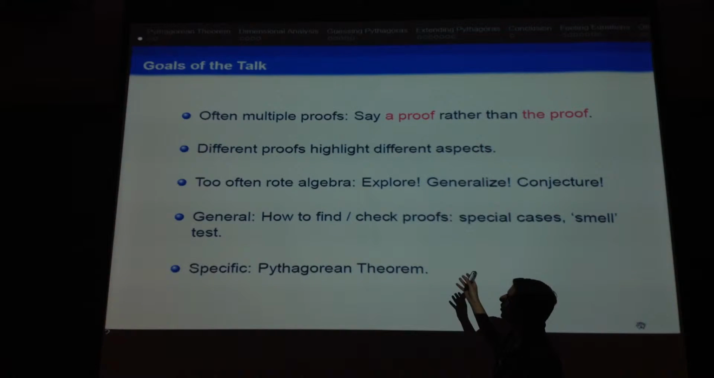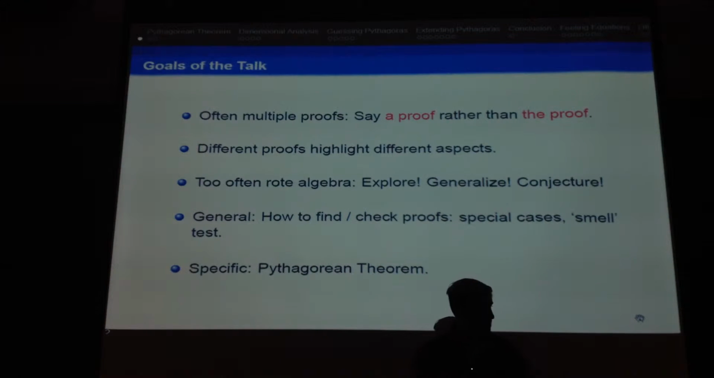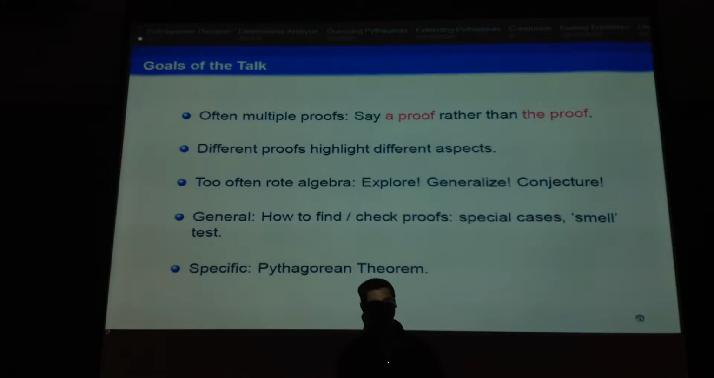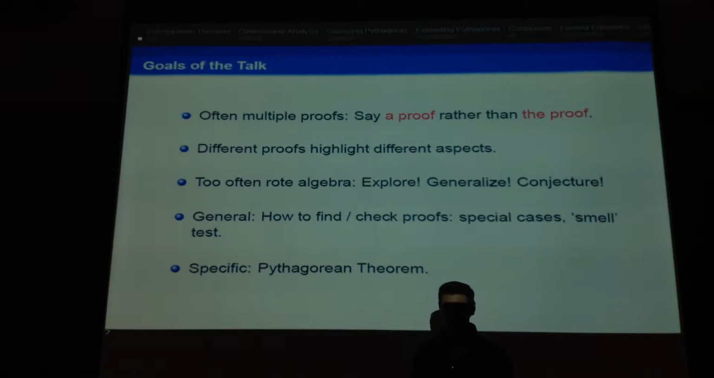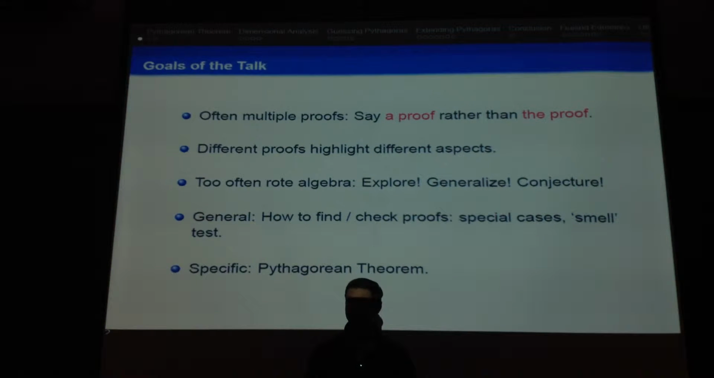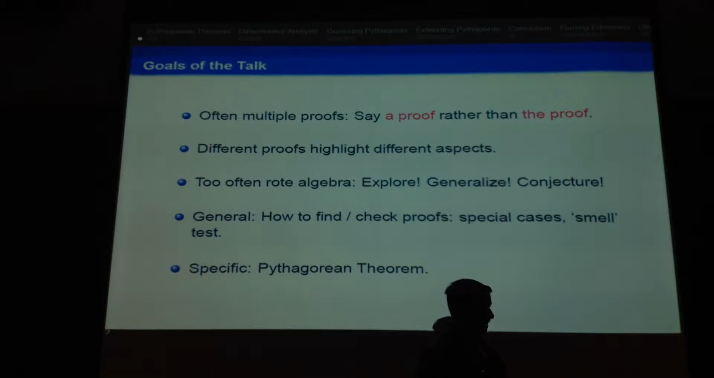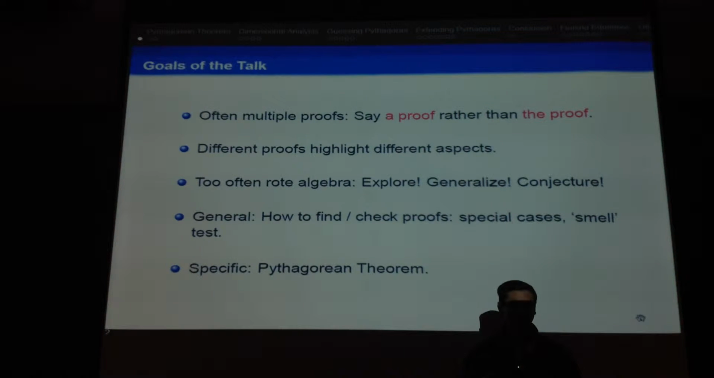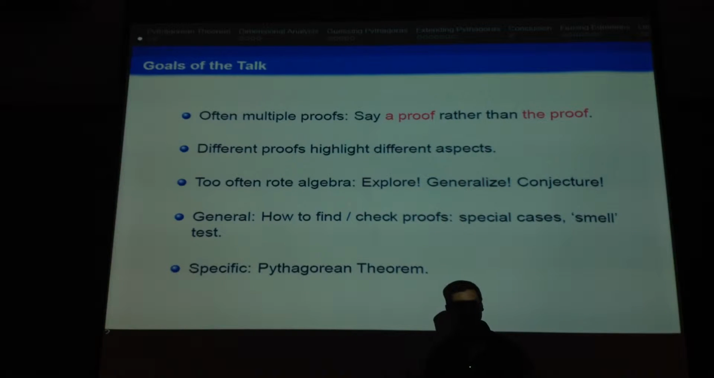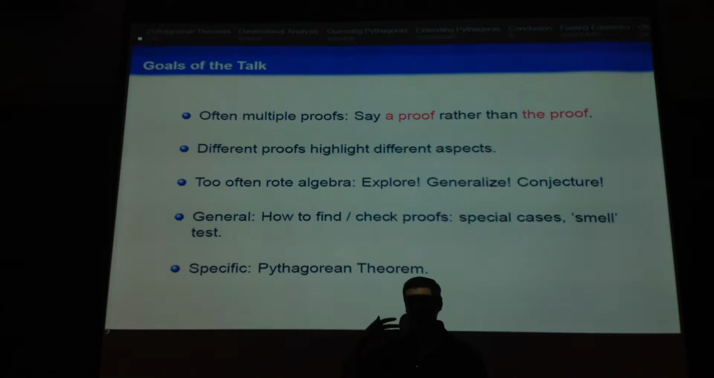Alright, so the goal of the talk is, often we say, I want to give you a proof of something. We say a proof and not the proof, because there's many different ways of looking at results, many different paths you can take. I want to talk a little bit about what you can get by choosing one path rather than another. So different proofs highlight different aspects. Too often, one way of proving things is by doing a lot of tedious, unenlightening algebra, and at the end, the answer pops up. Well, this is good and gives you the result to use. It doesn't always lead to understanding.